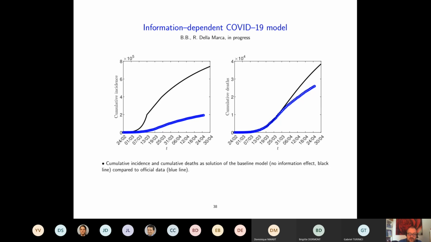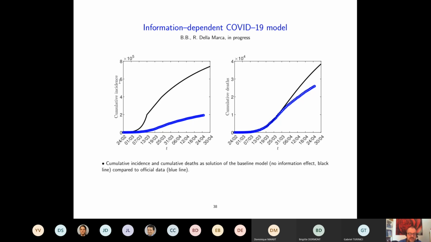So I have just a few plots. That's very preliminary research that we are doing with my group, and in particular with Rossella Della Marca, who is working at the University of Parma. Here you can see the real data, the blue line. The black line is what we observe from the model where the information is not taken into account. So we have no information effect in this case.